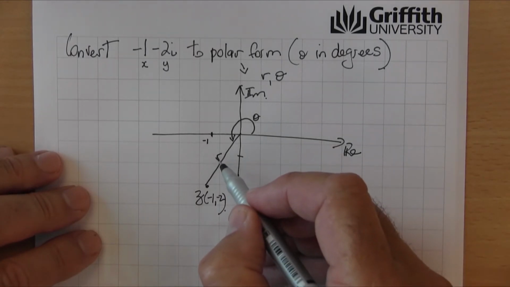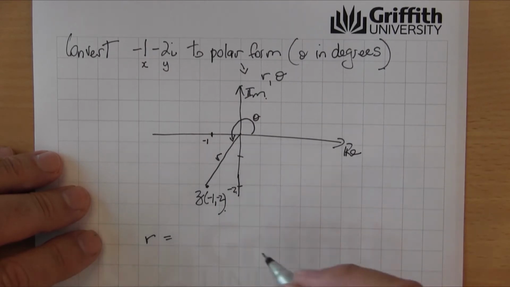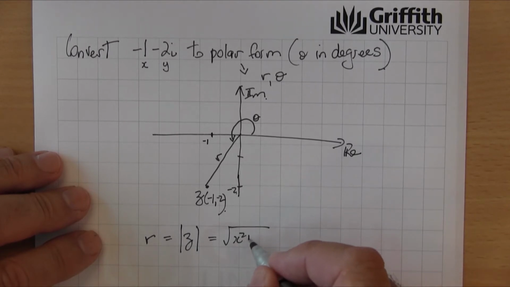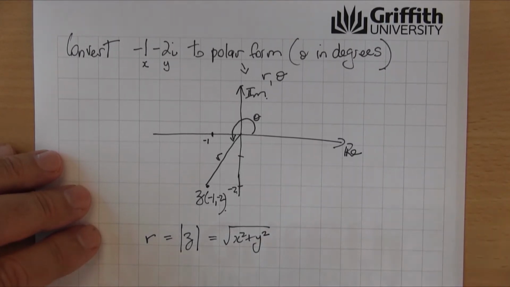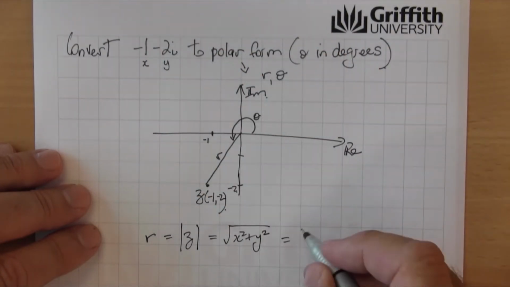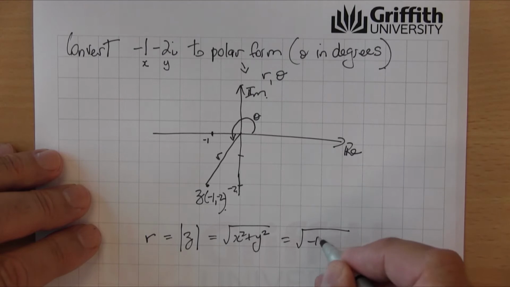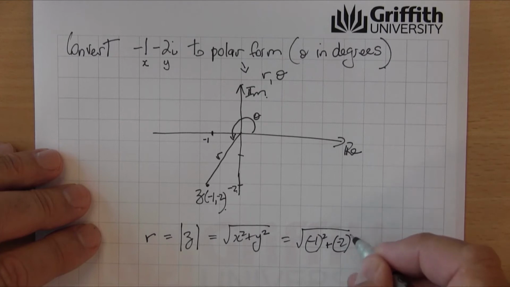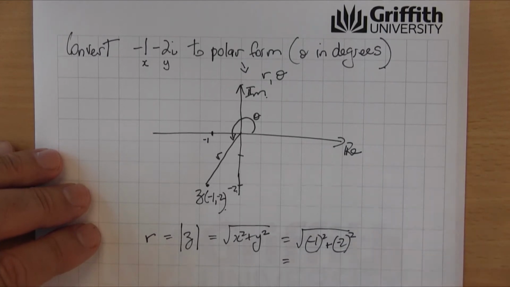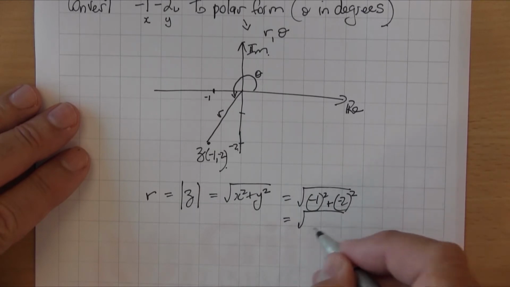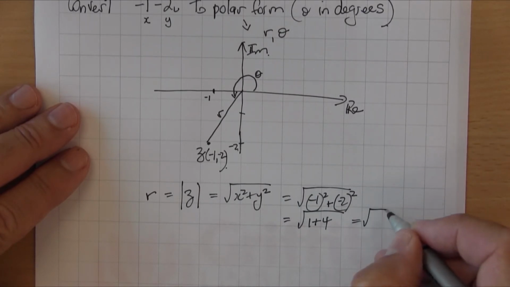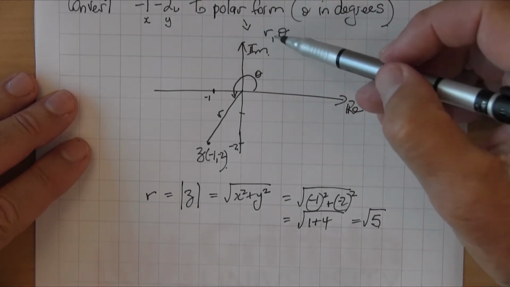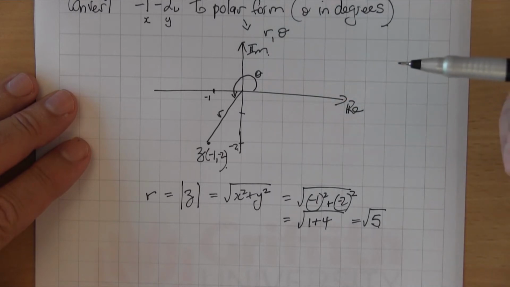First thing I think to calculate always is r, and r is equal to the mod of z, and that's just equal to the square root of x squared plus y squared. We've already identified that x is equal to -1, so it's the square root of -1 squared plus y is -2, so it'll be -2 squared, and that's equal to the square root of 1 plus 4, which is equal to √5. So that is my r value. So we've got half the polar form done. Now we've got to work out theta.